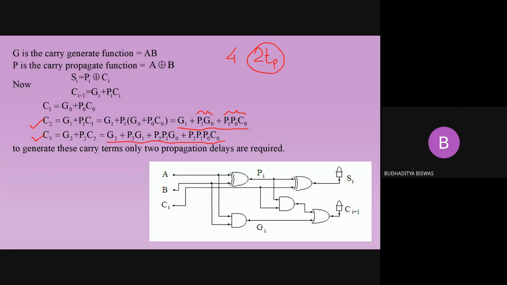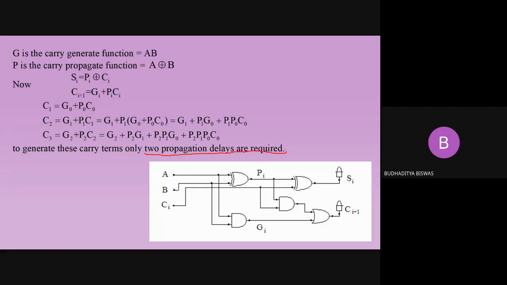We need to give the inputs to a 4 input AND gate to generate this term, a 3 input AND gate to generate this term, a 2 input AND gate to generate this term, but all these P terms and G terms are applied to these gates simultaneously. So only one propagation delay time is required to generate these terms. In the next step we take one 4 input OR gate. The inputs are G2, P2 G1, P2 P1 G0, P2 P1 P0 C0. The OR gate adds all these and generates the term C3. So that's why it is written that to generate these carry terms, only 2 propagation delays are required.